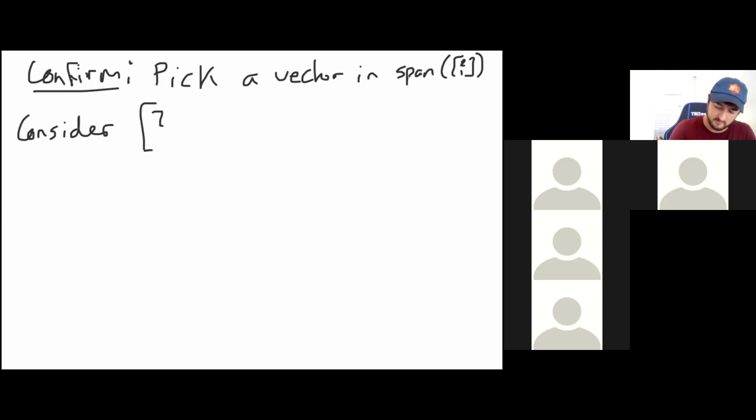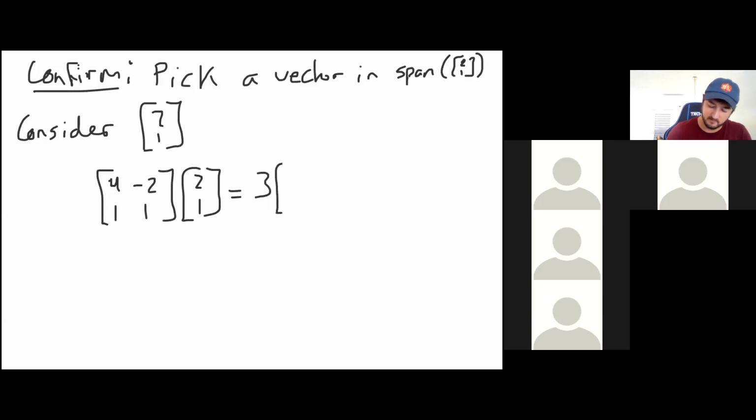So consider the vector 2, 1. Then I should have that 4, -2, 1, 1 times 2, 1 is equal to 3 times 2, 1. And just an interesting way to write, for a reader, I'm not sure at this point in time if these are equal. I want to test to see if they are. I can just put a little question mark over the equality sign. It's just one way I like to write whether or not this statement is true without having to write a lot of stuff out. So let's do the multiplication on both sides.